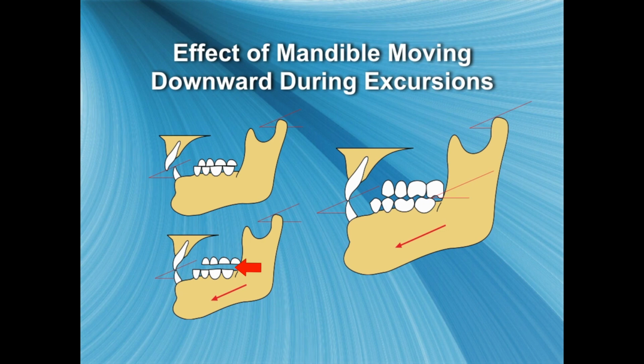And if there were no cusps in the posterior teeth, these would separate. As you can see on the right-hand side, if we introduce some cusp angle to these teeth, then we may be able to continue to have contact of the posterior teeth in excursions.